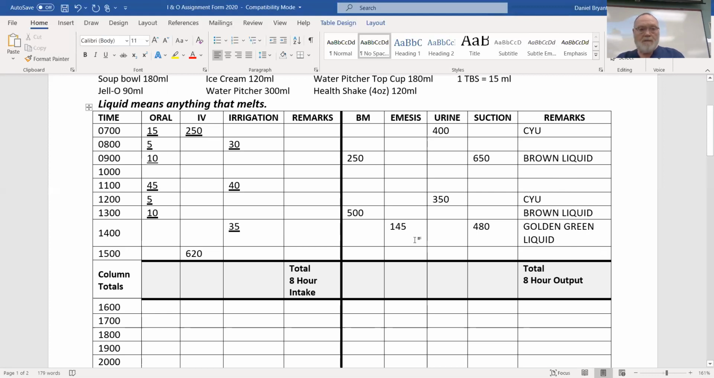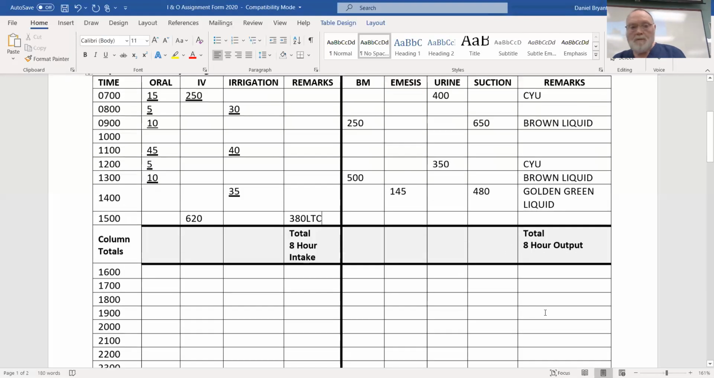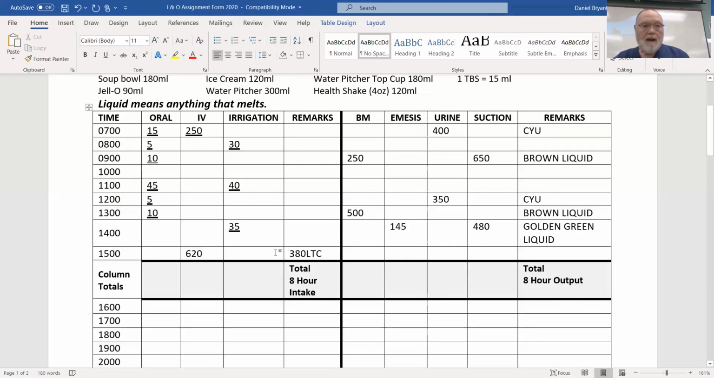So over here in the remarks, there was 380. And we're going to call that left to count. And that way, when that bag runs out, they're going to know how much we actually put in there, or how much was left to go in there. So we're going to add all these up. And 15 and 5 is 20, 30, 45 is 75, 80, 90.